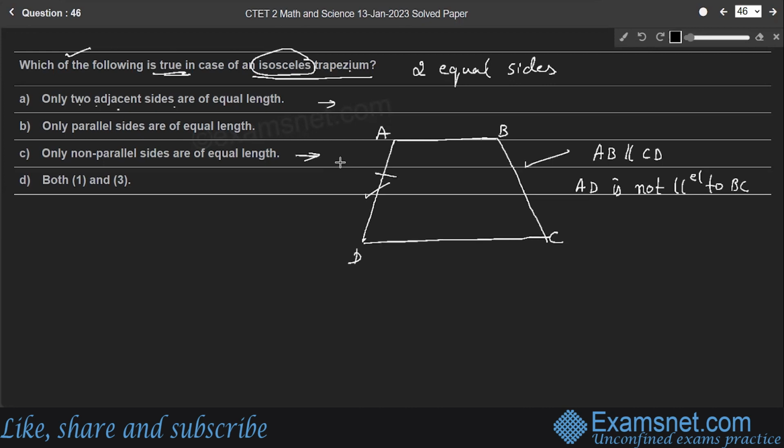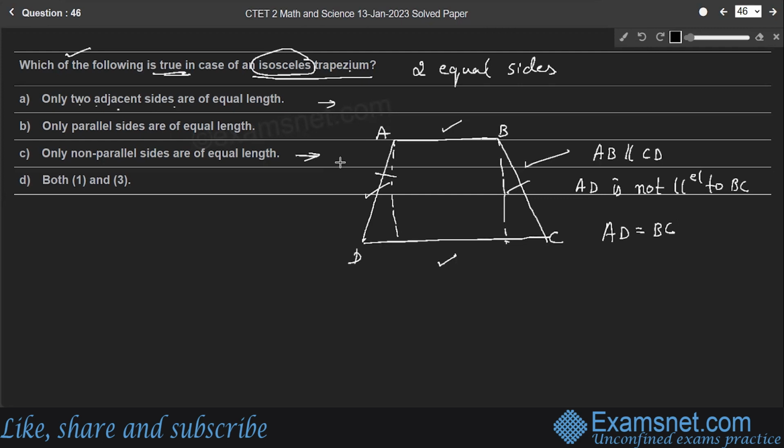If AD is equal to BC, then only it becomes an isosceles trapezium, right? If AB is equal to CD, for example, these two parallel sides are equal, then it becomes which shape? It may become a rectangle or a square, right? So it doesn't become a trapezium. Instead, it becomes a square or a rectangle.